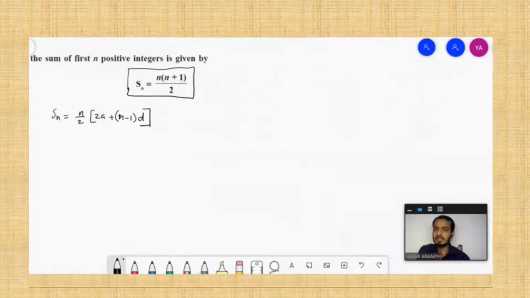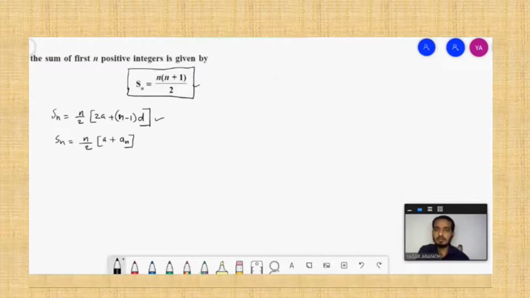Okay, and the other form. I think better we can start from the other form. The other form is Sn is equal to n by 2 into a plus an. So better you use the second form. No problem if you start with the first form. You will get into this new formula, but better you start from the second form.